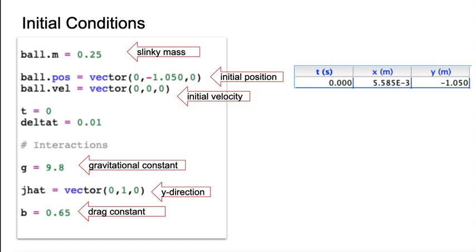Then we want to insert our gravitational constant, which we know as 9.8 meters per second squared, and indicate that this is going to be in the y direction, as well as our drag constant, which we extracted from our observed data.